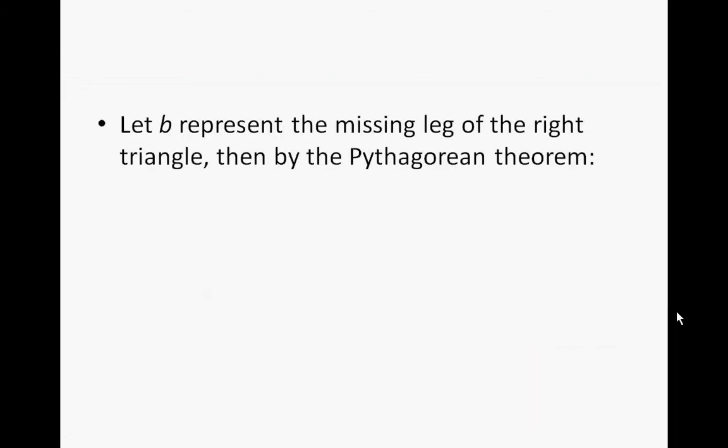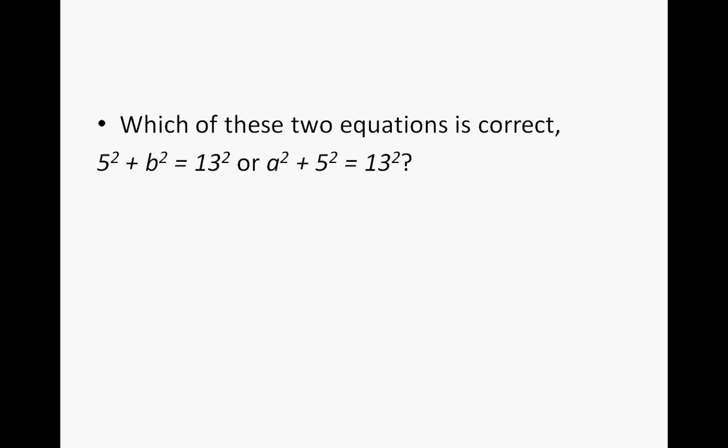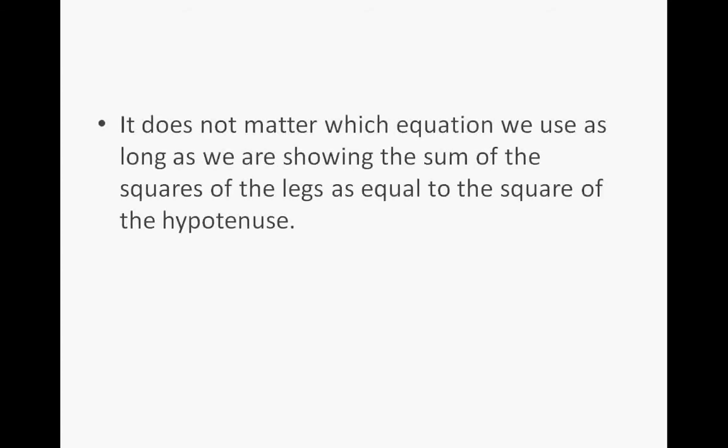Alright, so let b represent the missing leg of the right triangle. Then by the Pythagorean theorem, 5 squared plus b squared is equal to 13 squared. If we let a represent the missing leg of the right triangle, then by the Pythagorean theorem, a squared plus 5 squared is equal to 13 squared. So which of these 2 equations is correct? 5 squared plus b squared or a squared plus 5 squared? Well, it doesn't matter which equation we use as long as we are showing the sum of the squares of the legs as equal to the square of the hypotenuse.